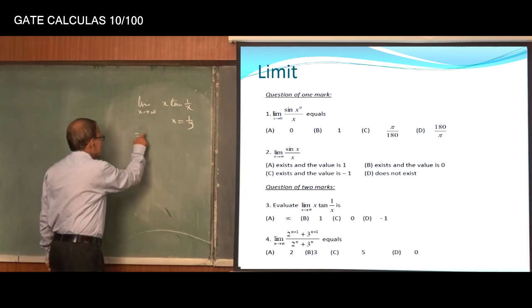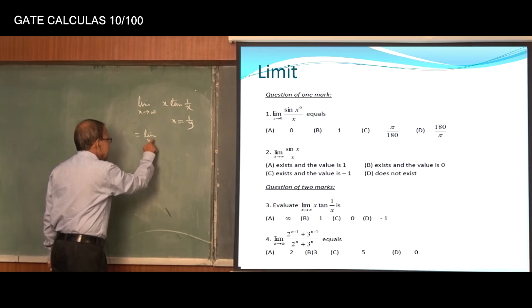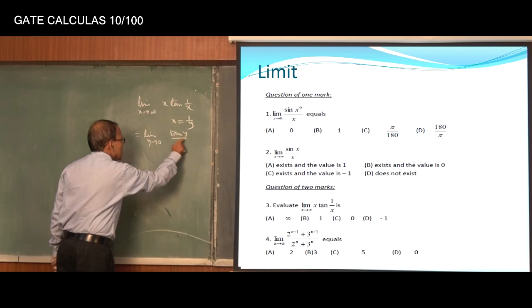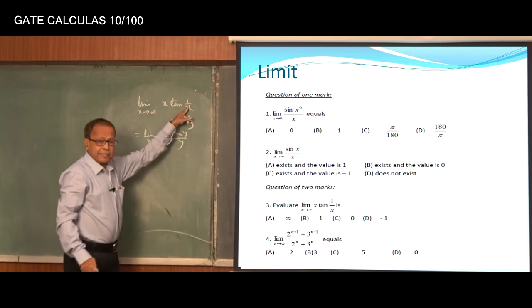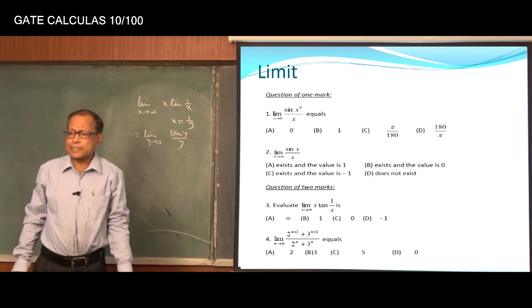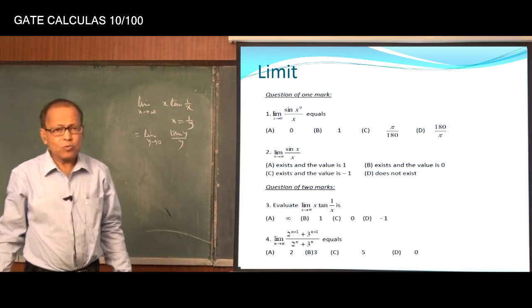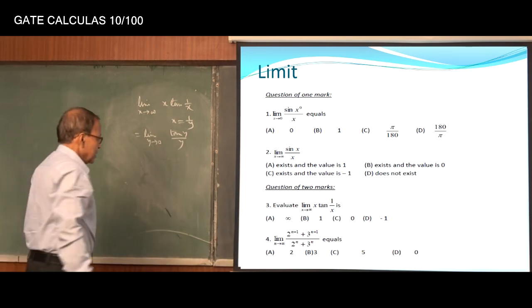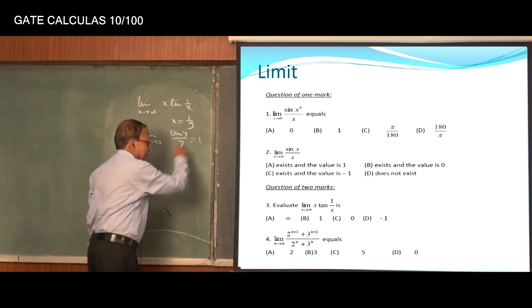So, this will be equal to limit y tends to 0 of tan y by y, since tan 1 by x is tan y and x is 1 by y. And there is a very simple formula: y by tan y or tan y by y, limit y tends to 0, will be equal to 1. So the result will be 1.